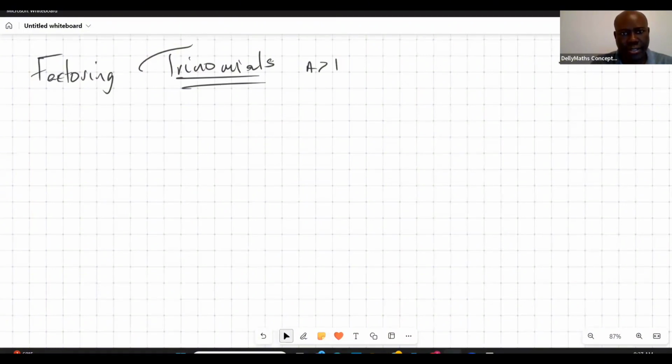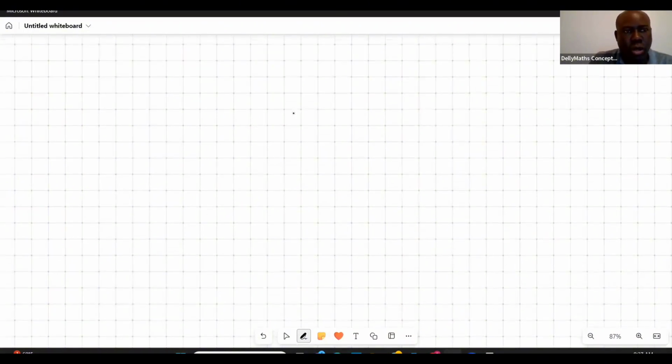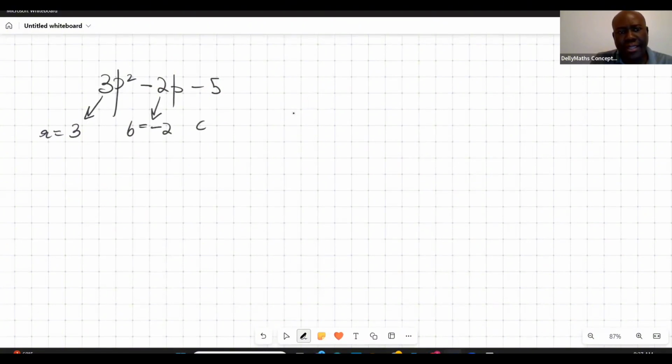All right, let's look at our first example. Example 1. Let us say I have 3p squared minus 2p minus 5. First thing we want to do is to identify what is a, what is b, and what is c. A is always the coefficient of the square, so a is 3. B is the coefficient of the p, so it is -2, and c is -5.